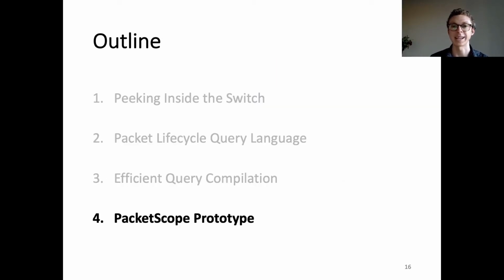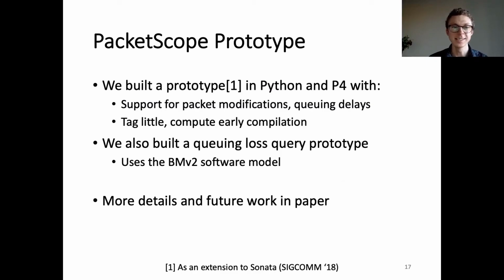Now I'll discuss the PacketScope prototype. PacketScope is currently implemented as an extension to the Sonata data flow monitoring system, with added support for queries that look at packet modifications, queuing delays, and also implement our tag little, compute early compilation scheme. We've also built a prototype of a queuing loss query using the BMV2 software model. More details of our prototype and evaluation, as well as our proposals for future work, can be found in our paper.